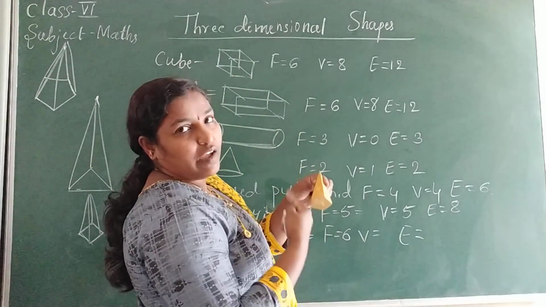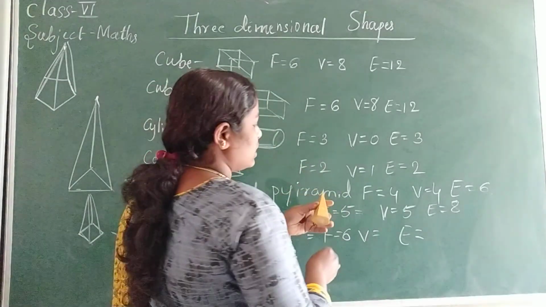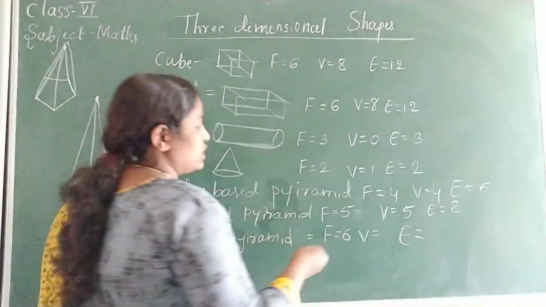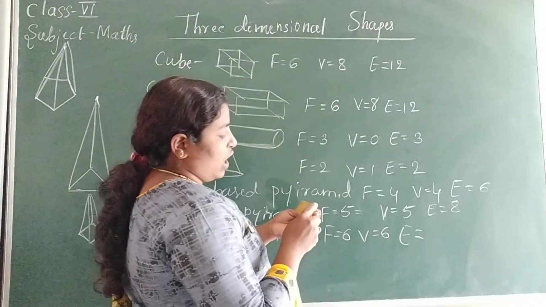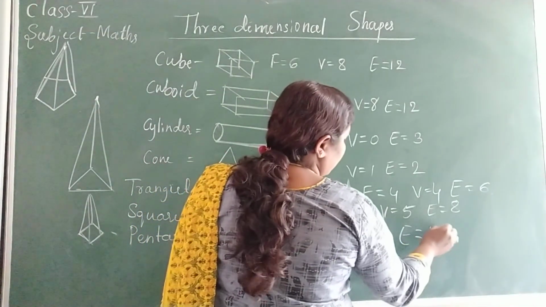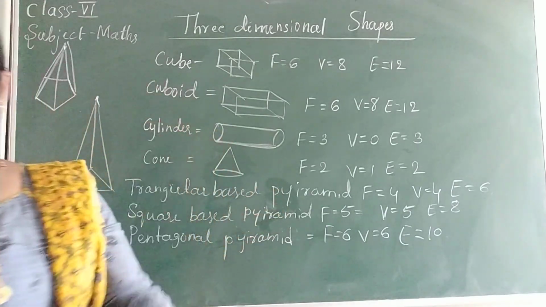Our surface has 5 faces and one down, so 6. Then vertices: 1, 2, 3, 4, 5, and one up, so 6. Edges: 1, 2, 3, 4, 5 and the side 5, total 10. This is the pentagonal pyramid.